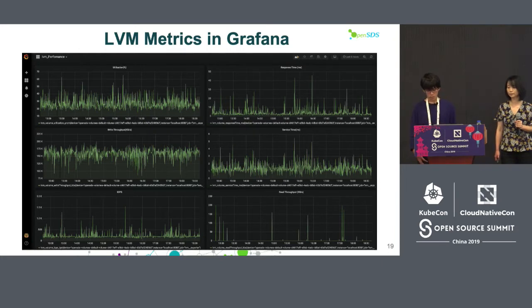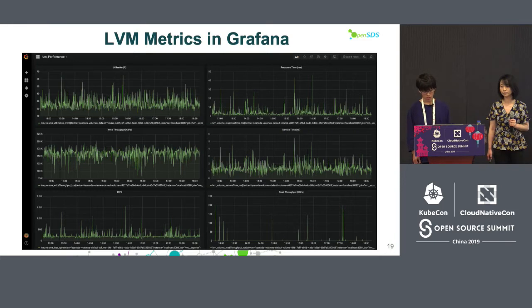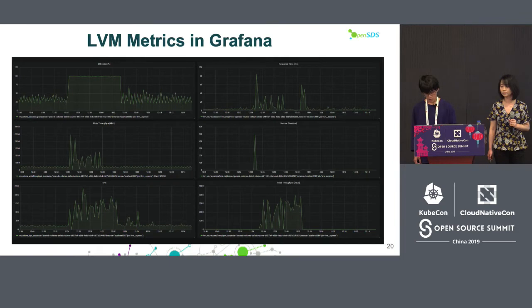This picture shows LVM metrics over the last 6 hours in the Grafana dashboard. These metrics are collected by the LVM exporter in OpenSDS. LVM volume utilization, response time, write throughput, read throughput, IOPs, and service time are shown. This picture shows LVM volume metrics over 30 minutes. There is input and output in the LVM volume for about 10 minutes.